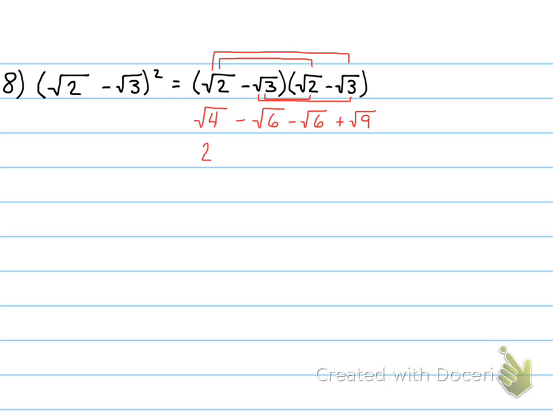So the square root of 4 is 2. A negative square root of 6 minus the square root of 6 is a negative 2 square roots of 6. The square root of 9 is 3. Now we can combine 2 plus 3, which gives us 5. And then we carry down the minus 2 square roots of 6 to give us our final answer of 5 minus 2 square roots of 6.